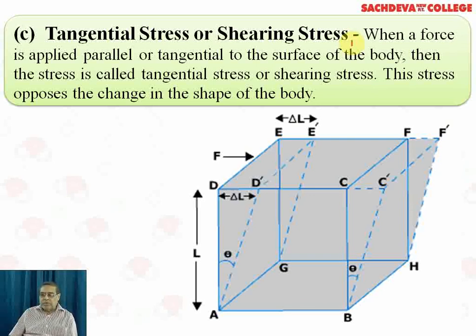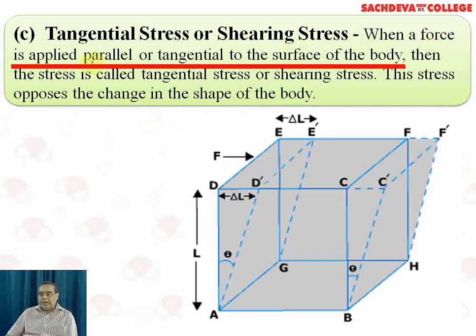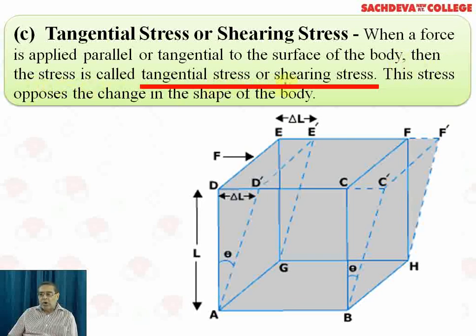So when we apply force tangentially, we find that the change in length will be from E to E dash or D to D dash, and that change in length will be delta L. So that is the change in length, and original length is L. So now we come towards the main concept. When a force is applied parallel or tangential to the surface of the body, then the stress is called tangential stress or the shearing stress. That is, there is angular displacement in the side. This stress opposes the change in the shape of the body.